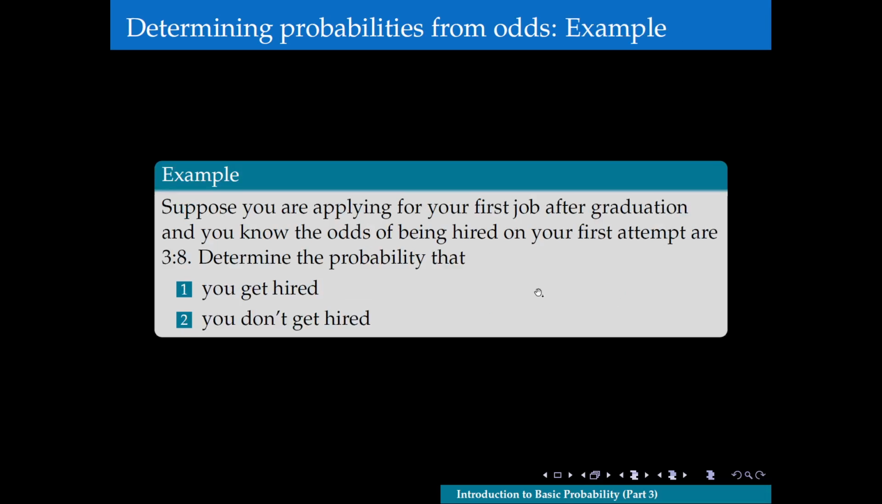Suppose you're applying for your first job after graduation, and you know the odds of being hired on your first attempt are 3 to 8. Determine the probability that you get hired, and determine the probability that you don't get hired. Again, this is just on your first attempt, the first job you apply to.